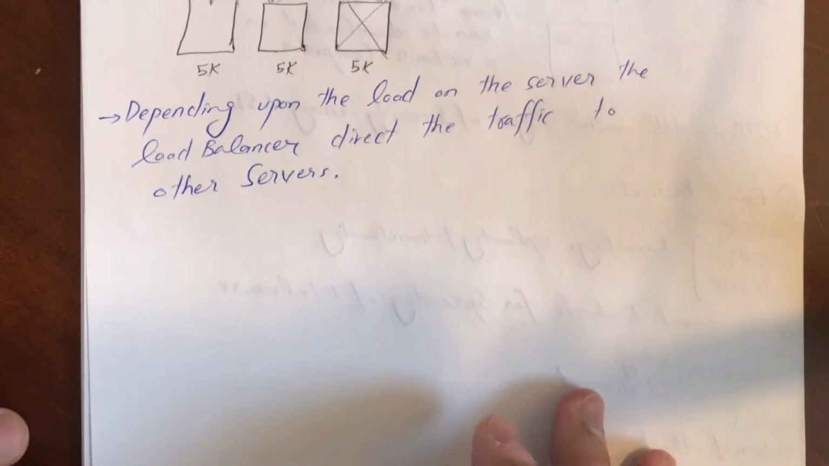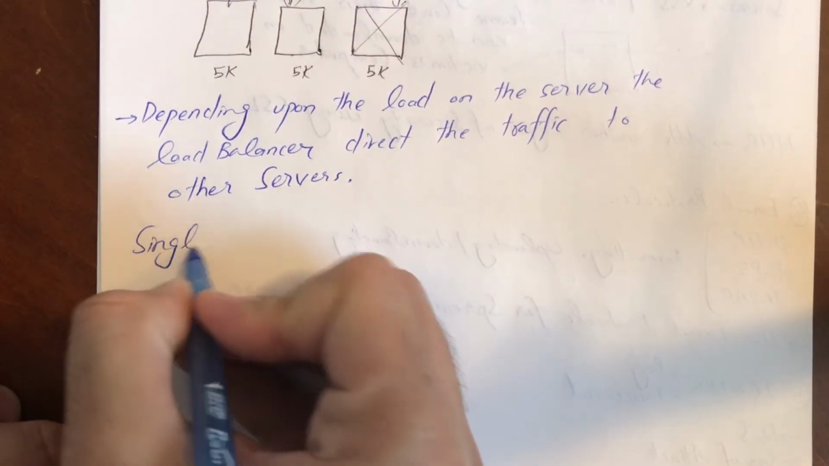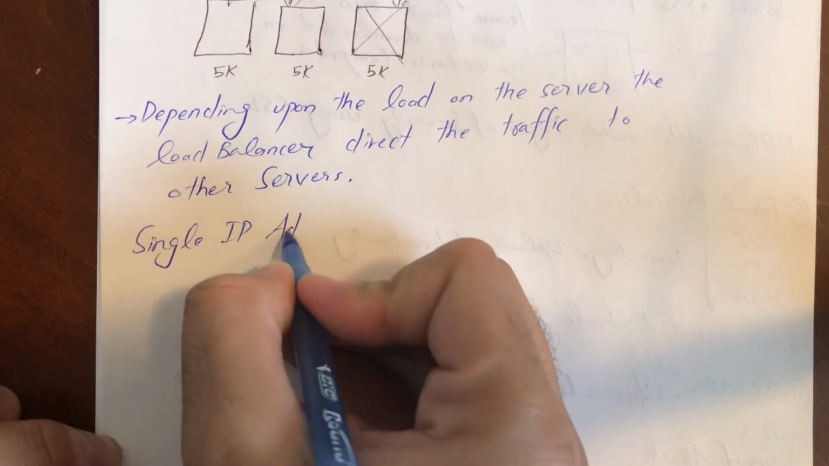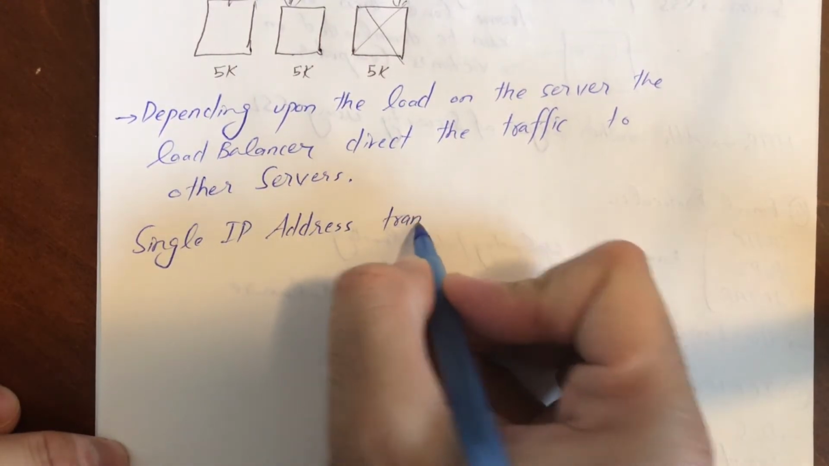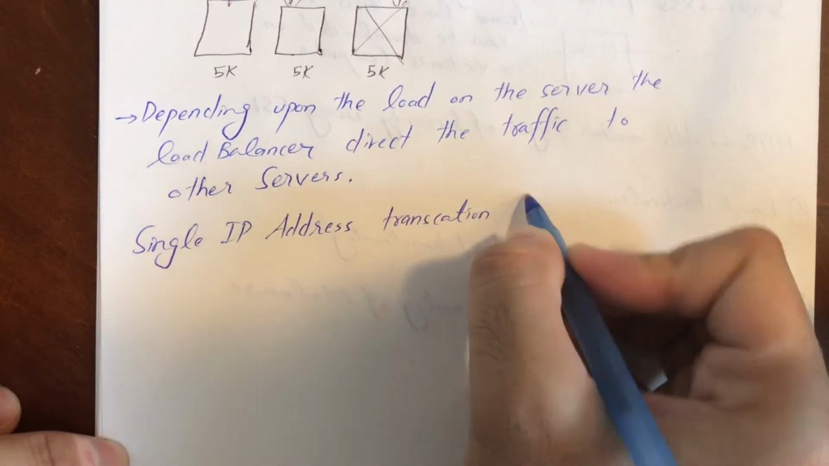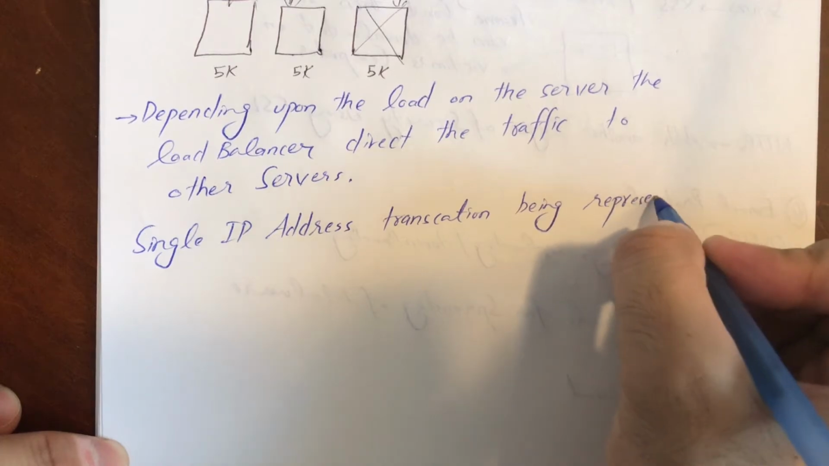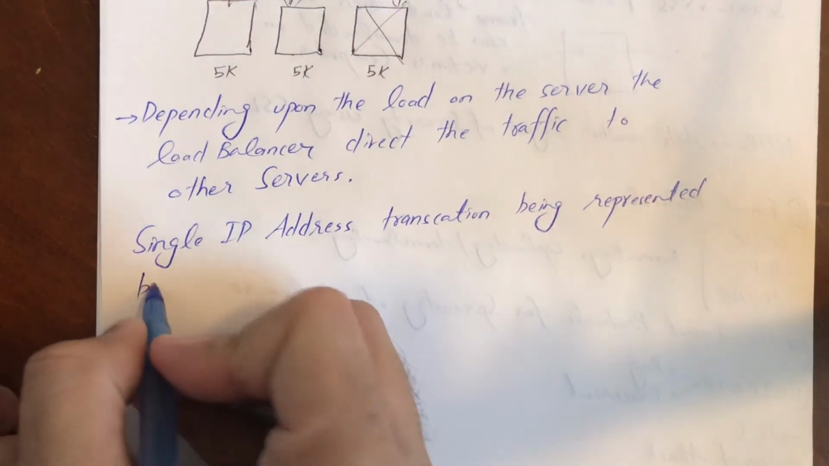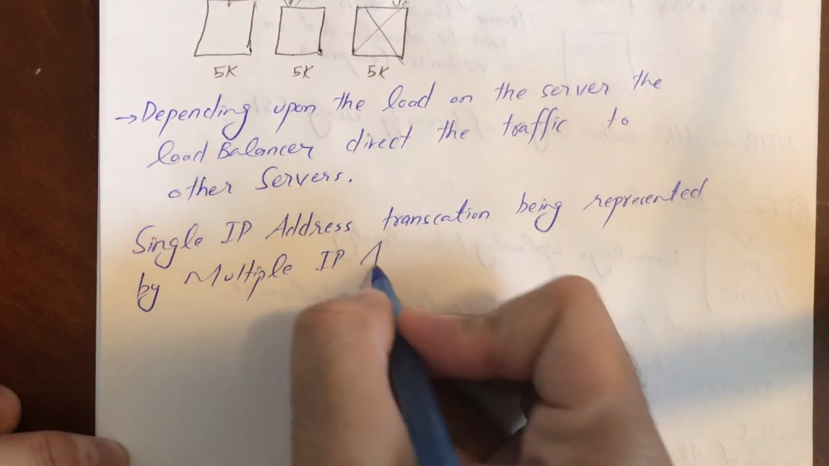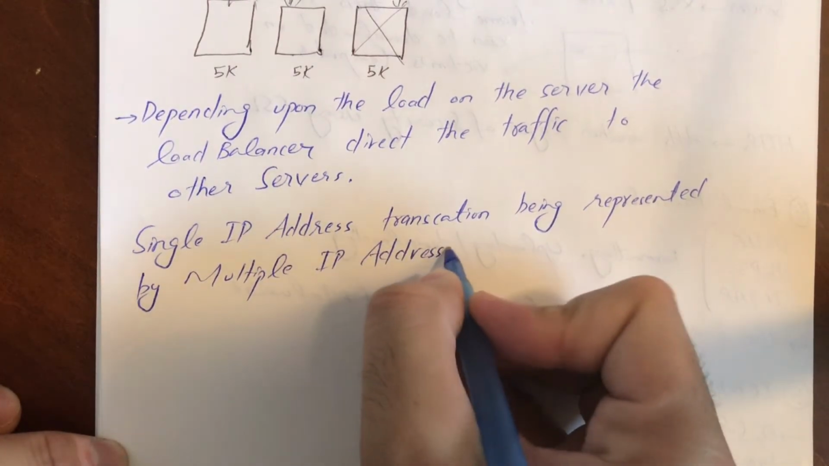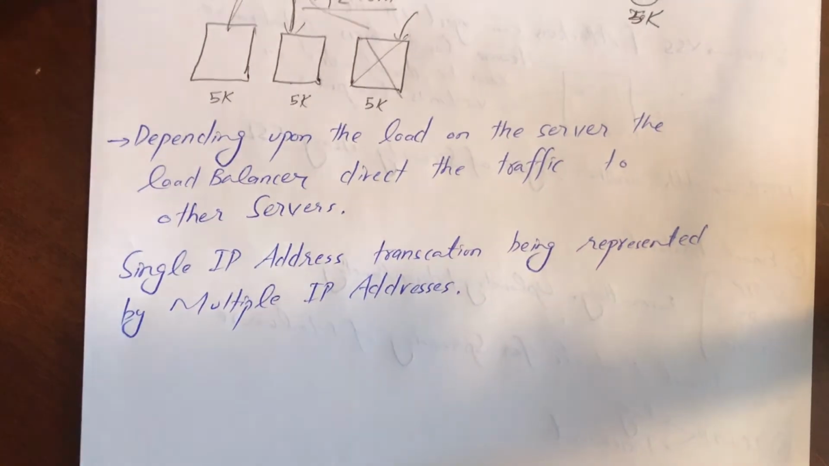The typical definition of a load balancer is basically a single IP address representing one website, where the website is the same but it is represented by multiple IP addresses. So this is about the first task.